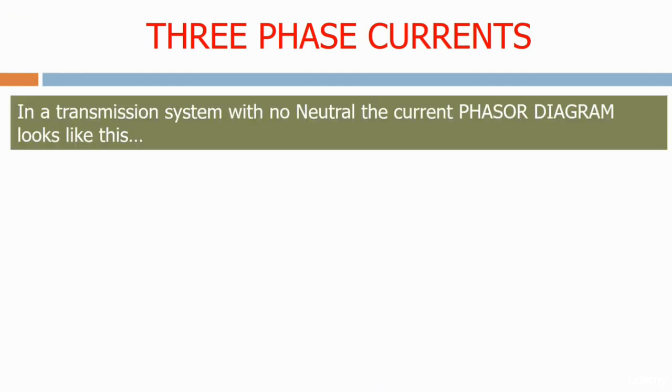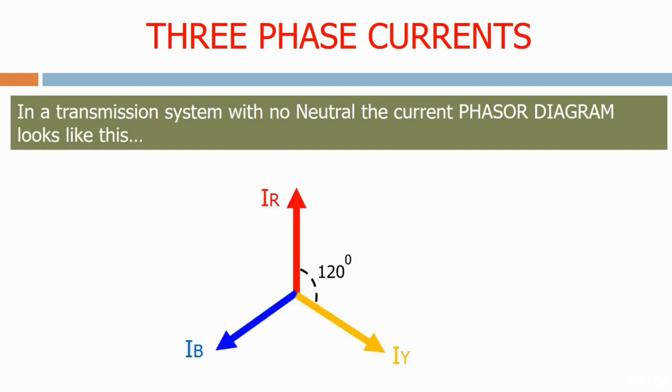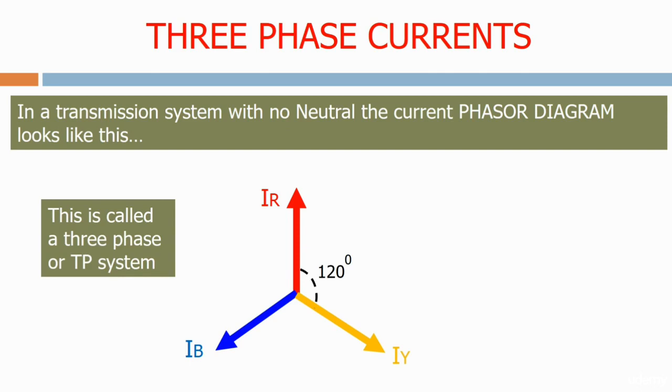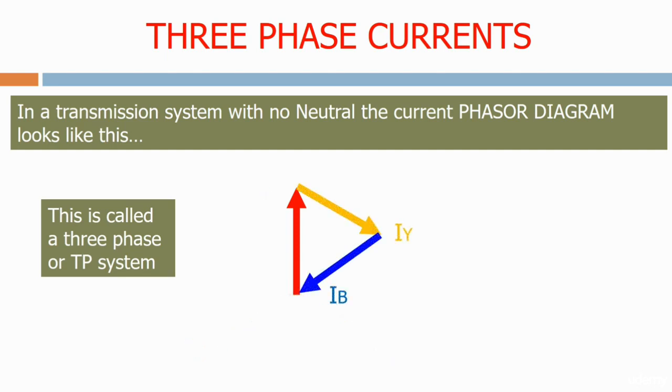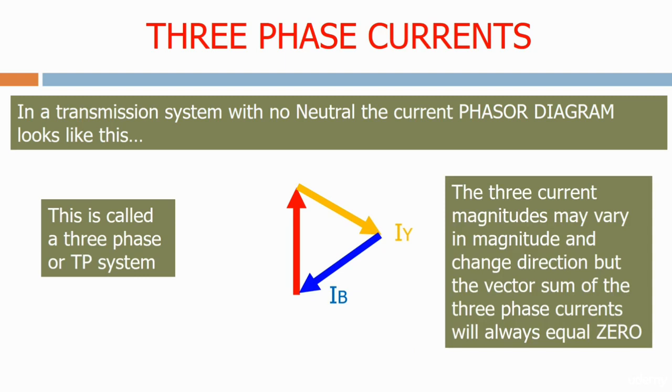In a transmission system with no neutral, the current phasor diagram looks like this. This is called a three-phase or TP system. Let's now add the three phases together. The three current magnitudes may vary in magnitude and change direction, but the vector sum of the three-phase currents will always equal zero.